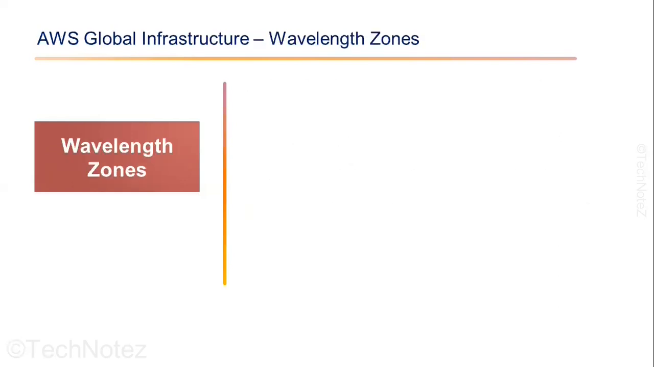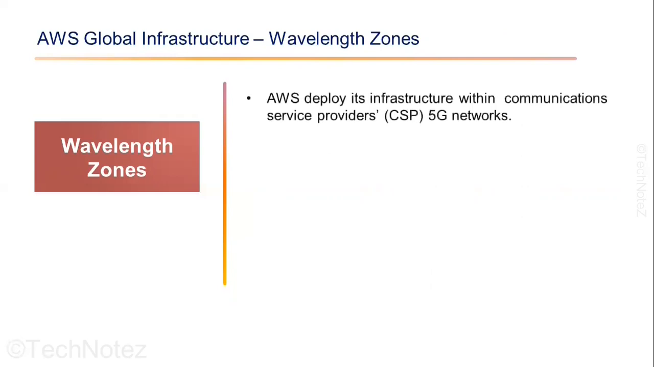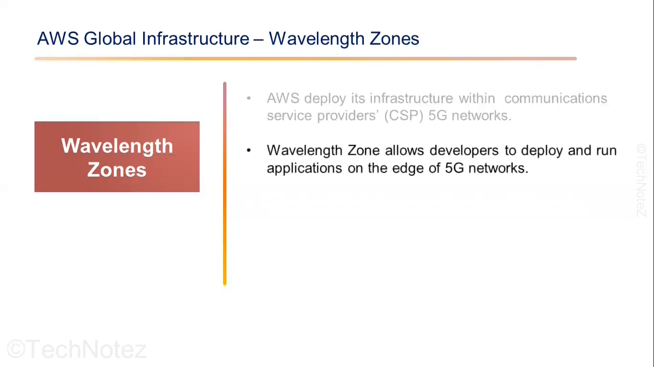Next, let's talk about the Wavelength Zone. A Wavelength Zone is a logical extension of the region. It's a new type of AWS infrastructure designed to run the workloads that require ultra low latency over the mobile network. AWS deploys its infrastructure within communication service providers' networks, so application traffic from 5G devices can reach the servers running in the Wavelength Zone without leaving the telecommunication network. Wavelength Zone is fully integrated with AWS services such as Lambda, S3, and DynamoDB. Wavelength Zone allows the developers to deploy and run the applications on the edge of the 5G network.